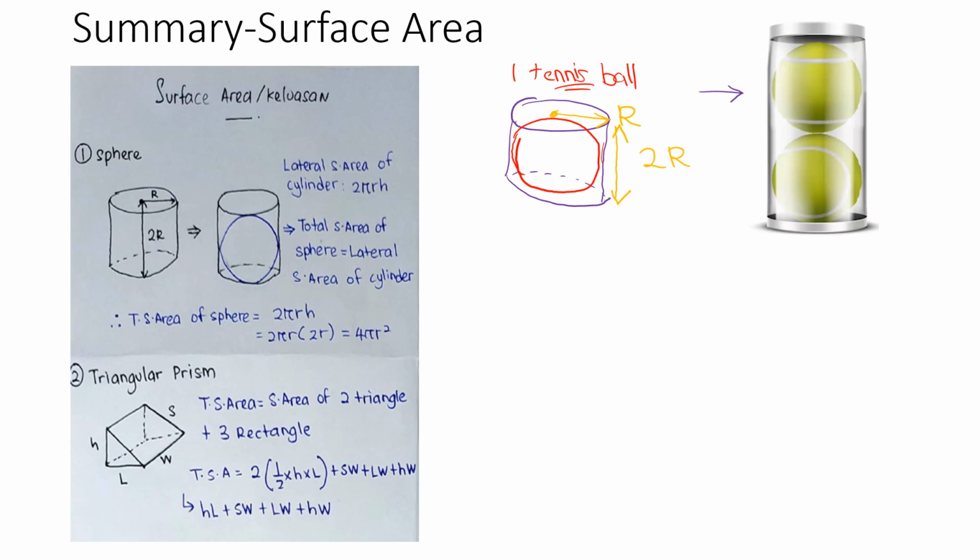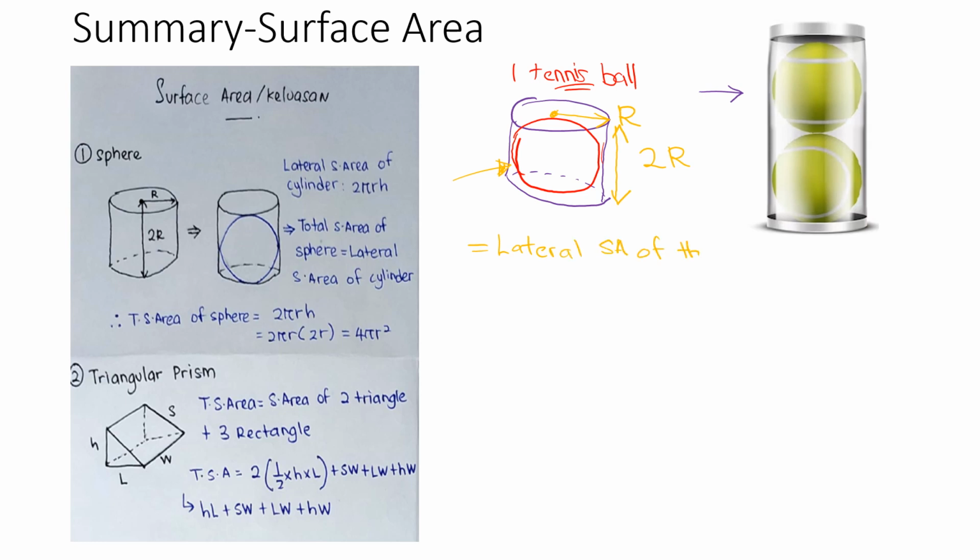Okay, so once you can imagine this, now we can actually derive the surface area formula for this ball, one tennis ball over here. So the ball is actually inside the cylindrical container. Which means that the surface area of this ball is equals to the lateral surface area of the cylinder.